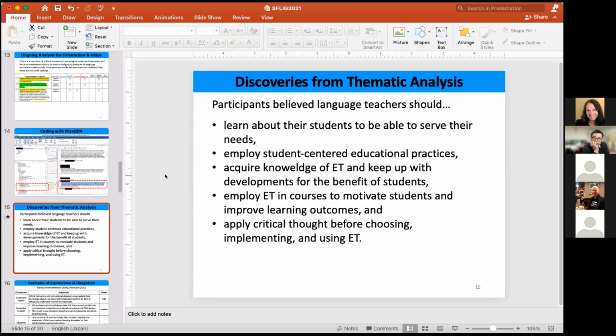Okay, so these are the beliefs from thematic analysis that I think is helping because it gives me an overview of what their expressions about beliefs are. That they believe that teachers need to be able to serve their students' needs. They should learn about their students. They should employ student-centered educational practices. They need to learn about educational technology and keep up with developments. The second to last one is they need to employ educational technology to motivate their students and improve learning outcomes. But the last one too, they said a lot, was that they need to apply critical thought before choosing, implementing, and using educational technology. So there has to be a reason. They should use it, but they have to have a reason for using it.